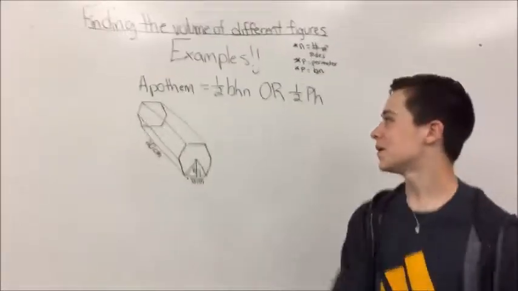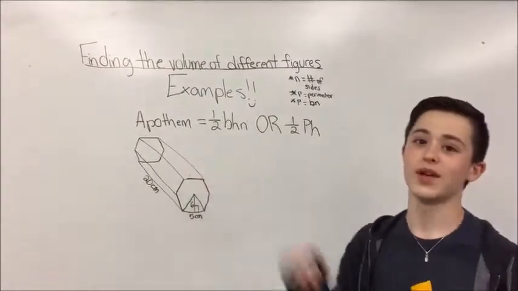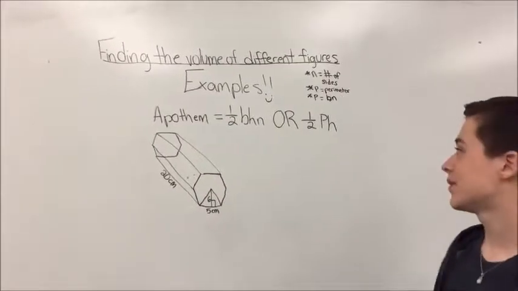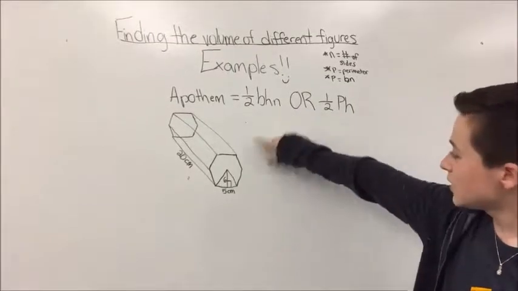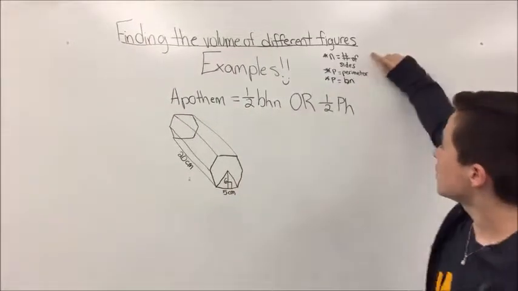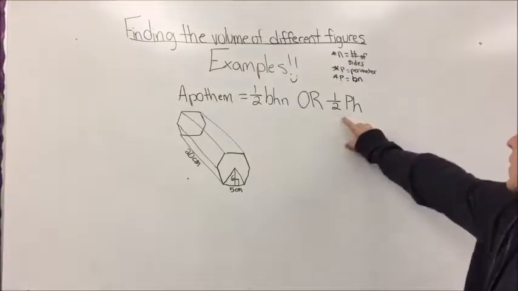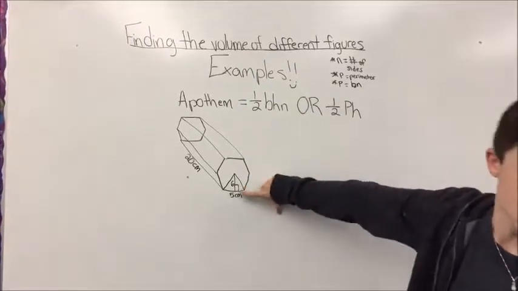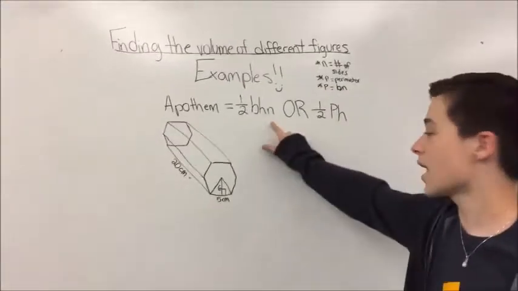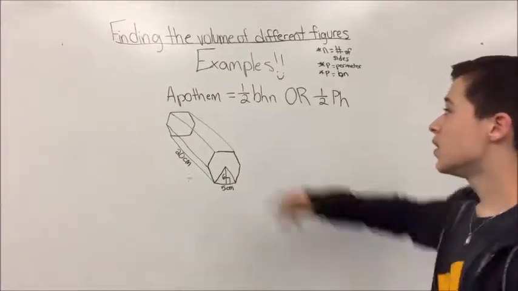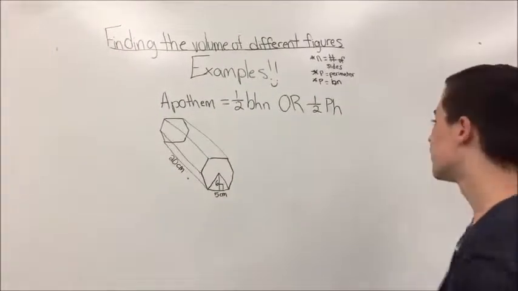For this example, we're going to be finding, instead of the area of the base, the area of apothem. The two equations for finding apothem are 1/2 BHN, B being the base, H being the height, and N being the number of sides. Or you could use 1/2 PH, P being the perimeter, and H again being the height. This equation works because P equals BN. In this case, we're going to be using 1/2 BHN because you have all the factors that you need.